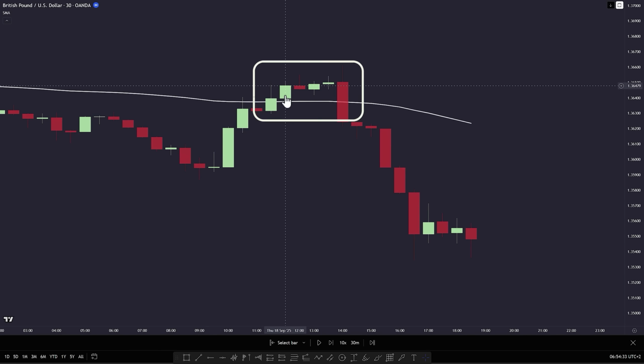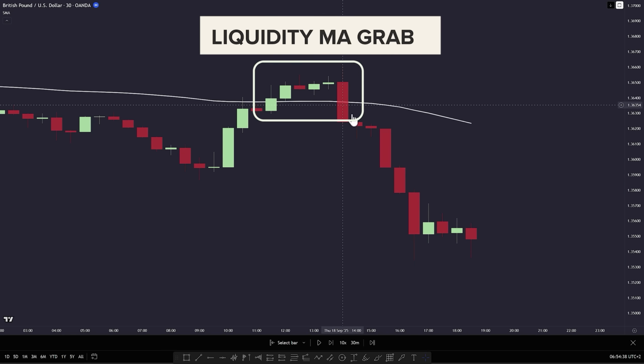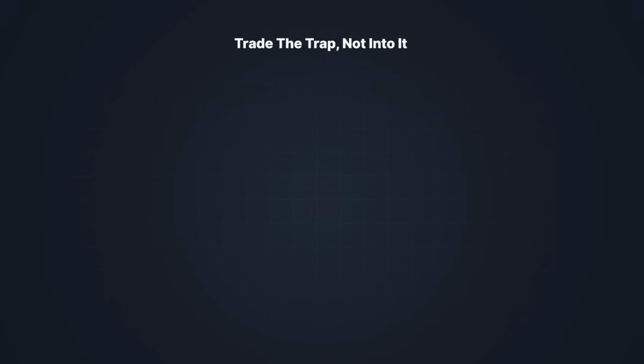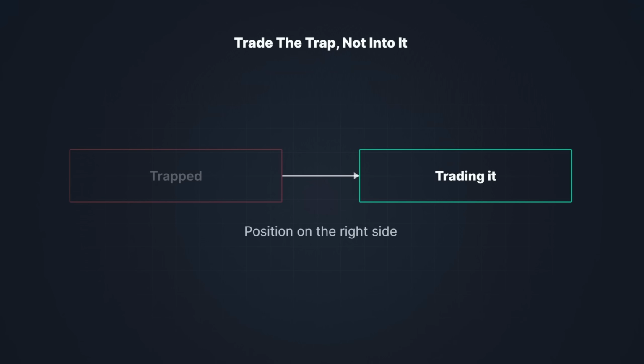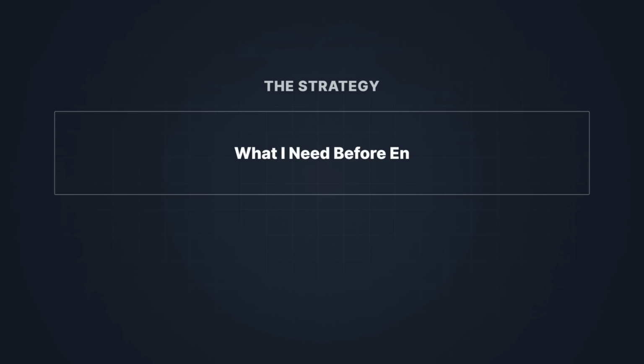That spike above the line wasn't a trend change. It was a liquidity grab designed to trap traders and fuel the next leg of the real move. Once you see this pattern, you'll notice it everywhere, and instead of getting trapped by it, you can position yourself on the right side. Here's exactly what I need to see before I take this trade.